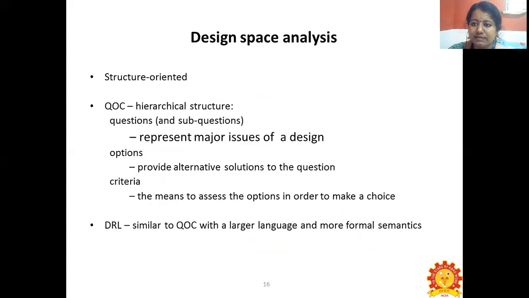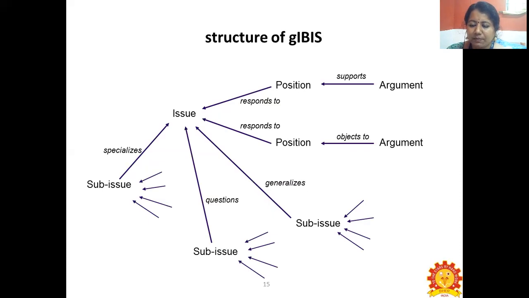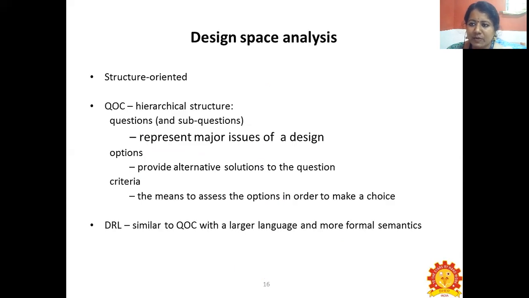The next is design rationale. So it's an example of a design rationale. This is design space analysis, so it comes under the structure-oriented approach. Already we have seen IBIS, which comes under the process-oriented approach of design rationale, whereas design space analysis comes under the structure-oriented approach of design rationale.